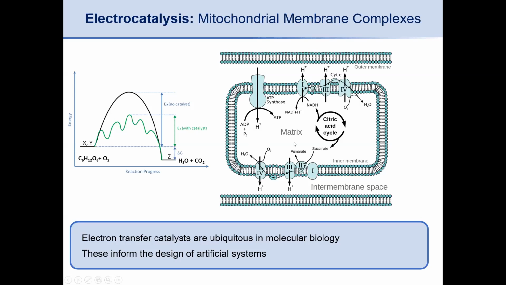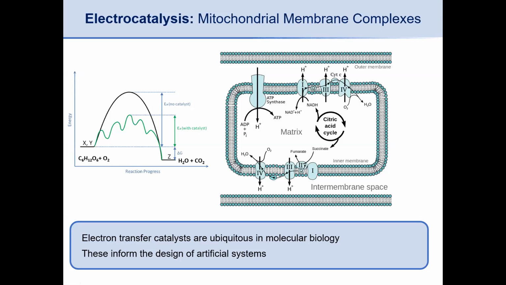And through each of these electron transfer steps in complexes 1, 2, 3, and 4, we couple these electron transfer steps to pumping protons across the inner mitochondrial membrane, and this builds up a concentration gradient which the ATP synthase can then leverage to generate ATP. So this is the main way in which ATP is generated in your body, and this is the main way we get energy out of this reaction. So it's pretty important.